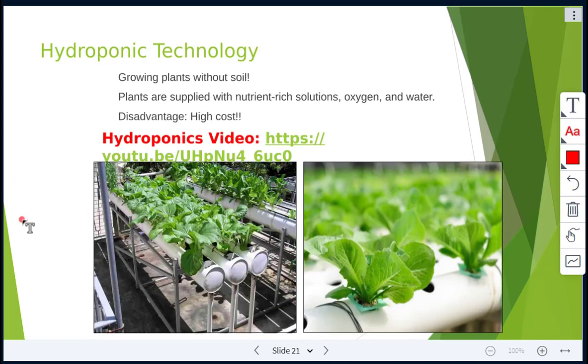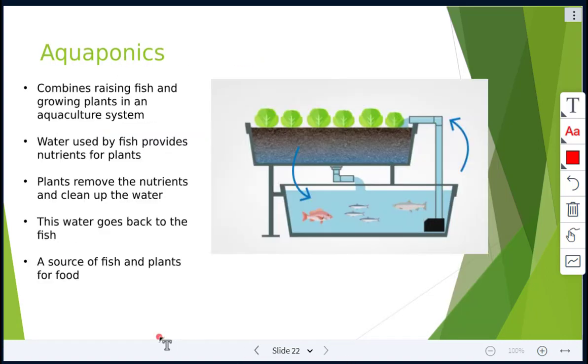All right, and then lastly, we're just going to talk about hydroponic technology. Like that previous video we watched, it's how we can grow plants without soil. Basically, plants are supplied with nutrient-rich solutions, oxygen, and water. The disadvantage to hydroponic technology is the setup and maintenance of all this equipment is very expensive, so there's a high cost to it.